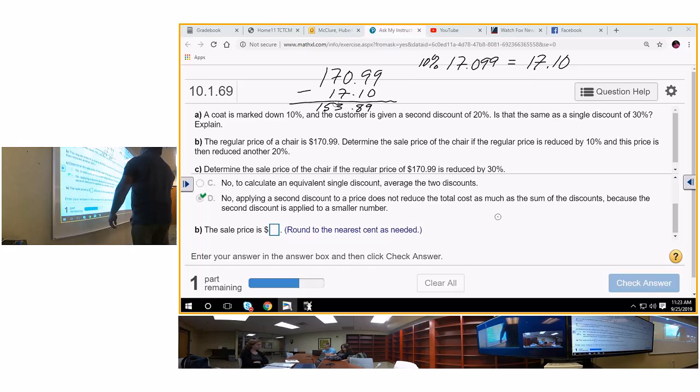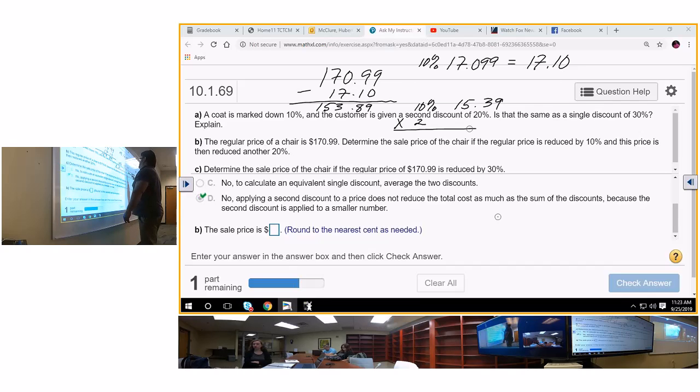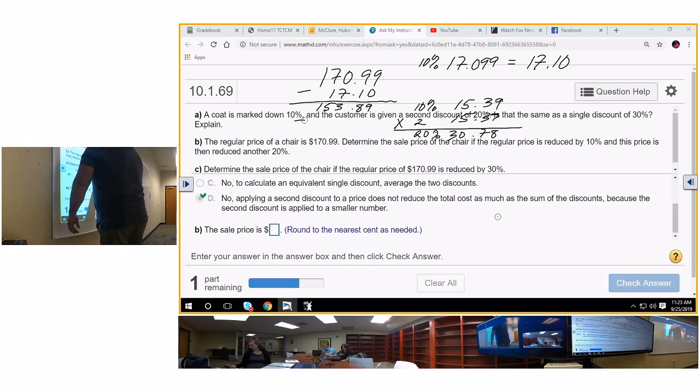153.89. Now what is 10% of 153.89? 10% would be 15.39. And what's 15.39 times 2? Why am I doing times 2? Because what's 10% times 2? 20%. So if 20% is times 2, then what's this times 2? Well, just add it together. And that's going to be what? 78 and 30. So I'm going to subtract 30.78.